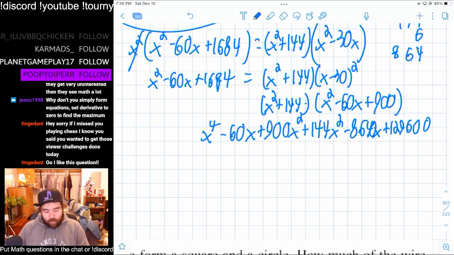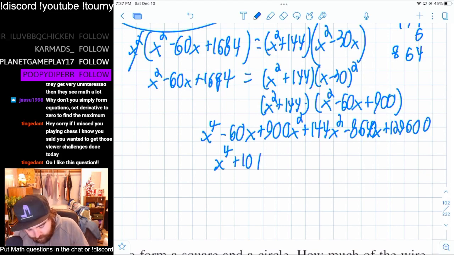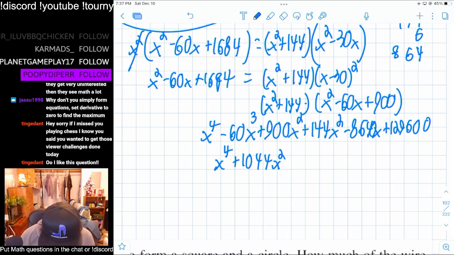Oh my gosh, are you kidding? So that alone is x to the fourth. Let's see the x squareds, plus 1044 x squared. I didn't even get an x cubed because I made freaking mistakes. I made a lot of mistakes. Wait, what? I should have 6. 1, 2, 3, 4, 5, 6. So this should be an x cubed. That's the only x cubed there should be. Okay.